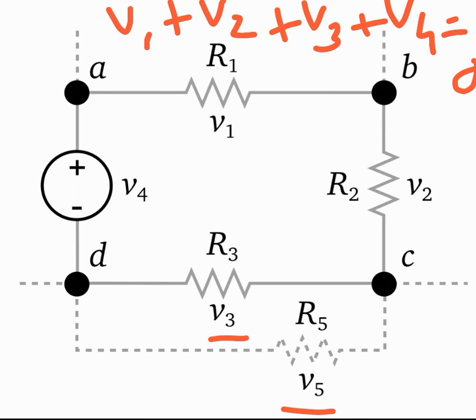So that's your KVL. This KVL can be applied to any circuit which is linear or non-linear, any circuit consisting of only passive elements or only active elements, or a combination of active and passive elements.